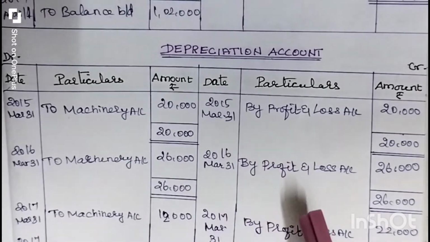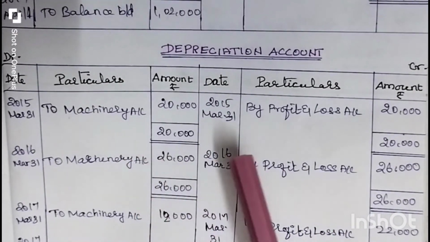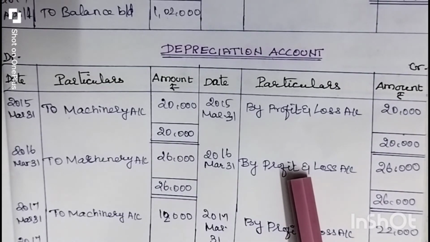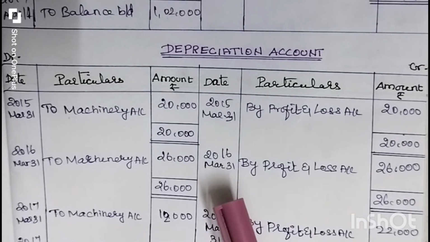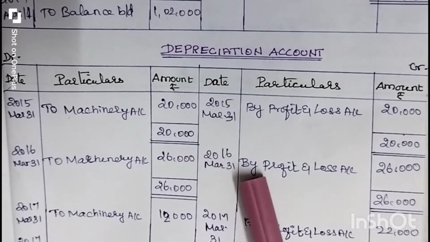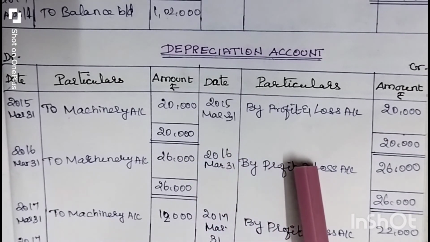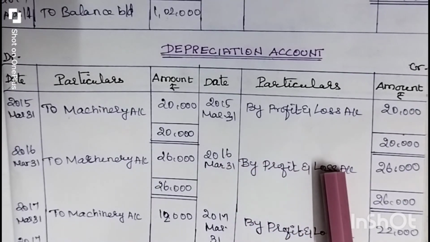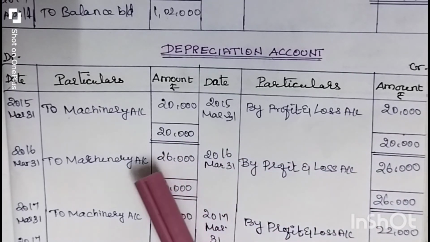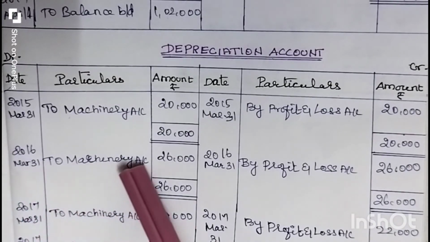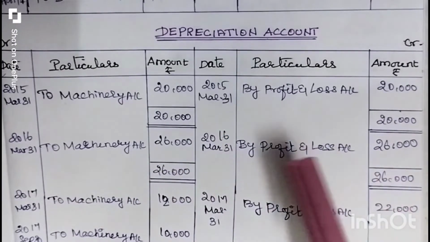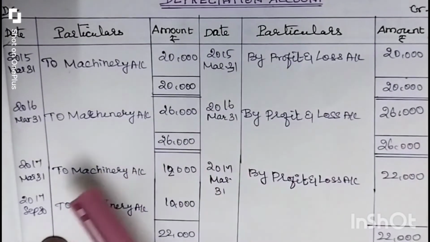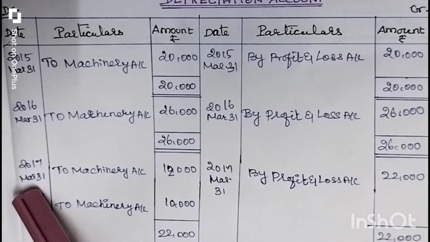You have to transfer the depreciation account to the profit and loss account. The journal entry is profit and loss account debit to depreciation account. Depreciation account is on the credit side, so you come to the credit side and enter the opposite account, that is profit and loss account, amount 26,000. Listen here, the same date and the same amount we have to enter in the depreciation account. So we have the same total on both sides.